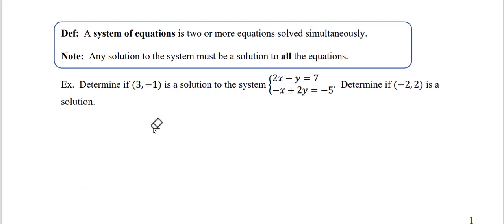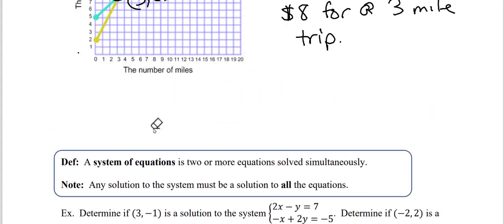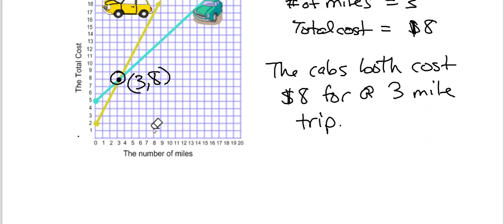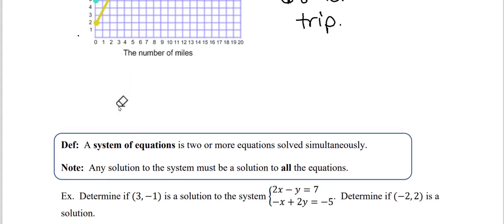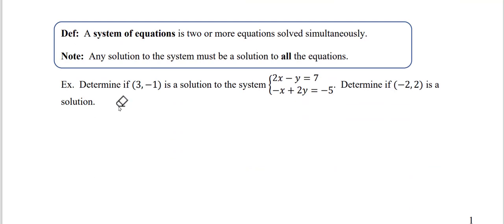A system of equations is 2 or more equations solved simultaneously. Any solution to the system must be a solution to all equations, not just one. If it only works in one, it's not a solution of the system. It has to work in all of them. This ordered pair, 3, 8, works in both of these equations because it is on both lines. There's no other point that is on both of those lines, so no other point would be a solution of both equations.